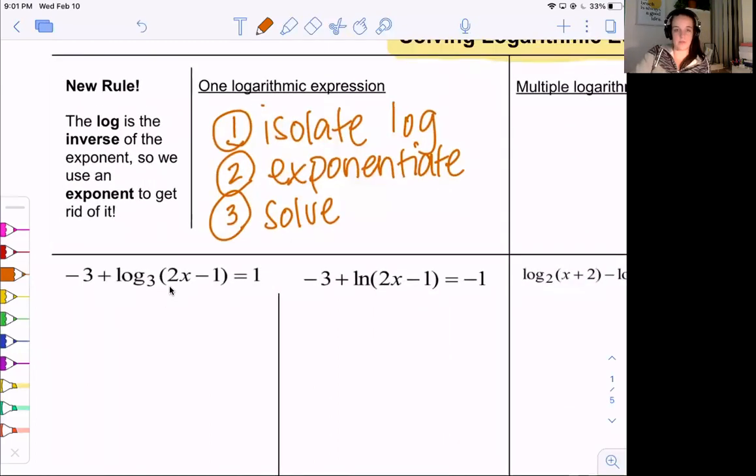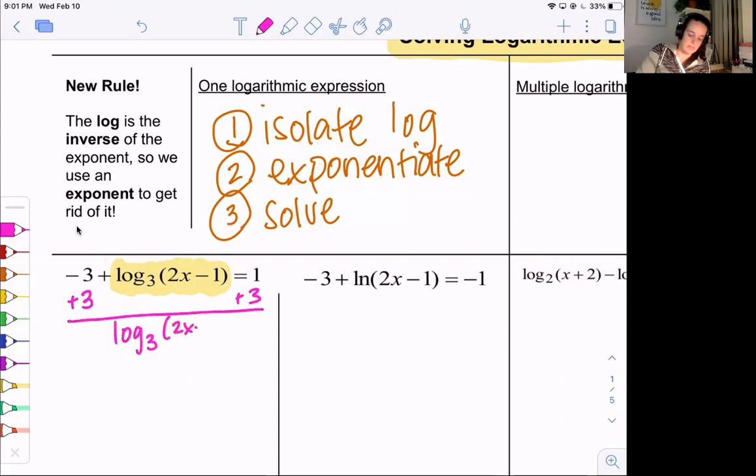So if our problem looks like this, where we have just one log, we are going to get it by itself. So here's log base 3. It applies to everything in the parentheses. So I'm going to get that by itself. I'm going to get rid of this -3 by adding 3 on both sides. So I get log base 3 of 2x minus 1 equals 4. Okay, so that is our step 1.